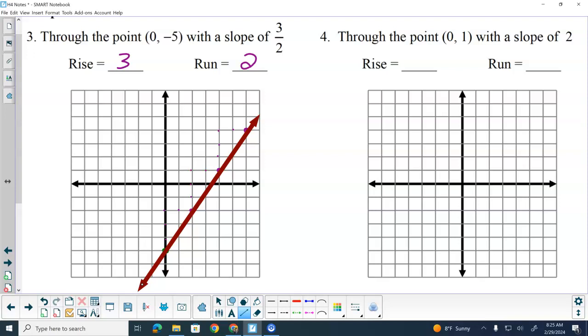0, comma 1. 1 up from the origin. Slope of 2. What's my rise? What's my run?